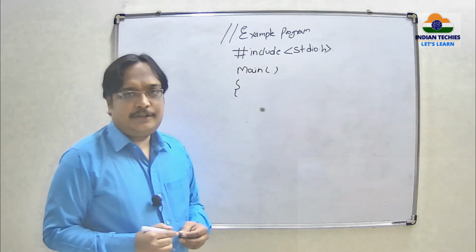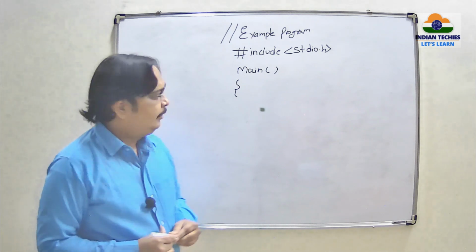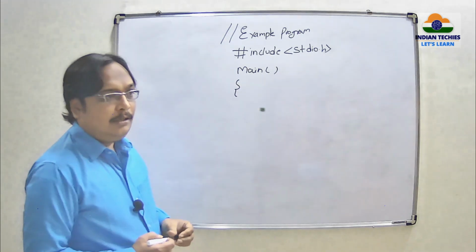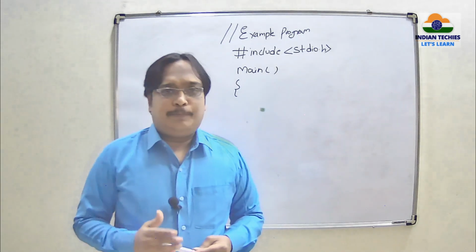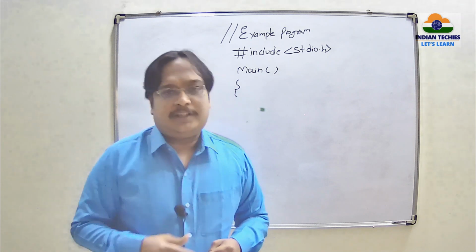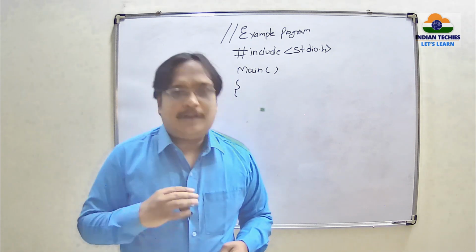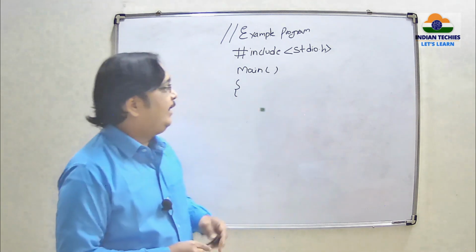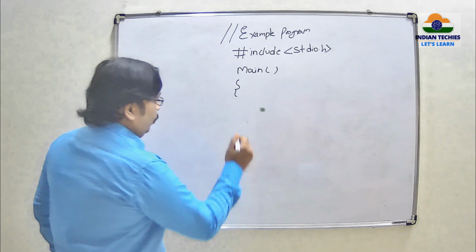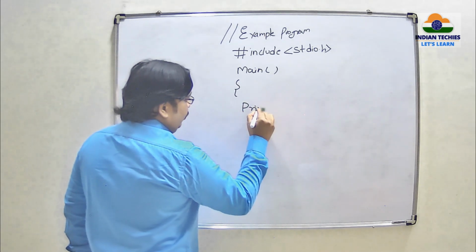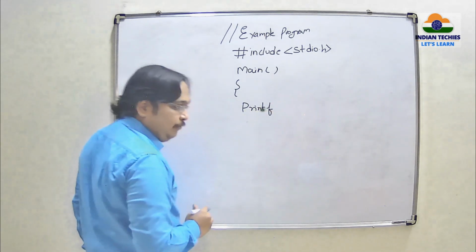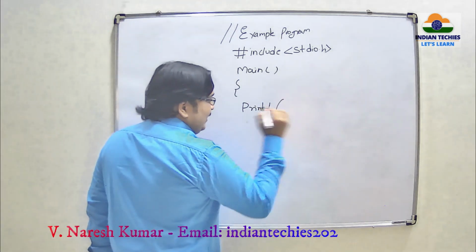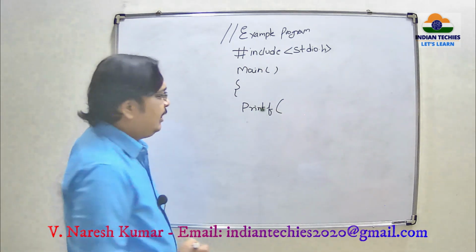Now the actual execution of the program always starts from main. This is an open brace, the main block has been started. Here we want to print some normal text on the screen. To print something on the screen, we have a function called printf, which is predefined in stdio.h. You have to write it all in small letters only, printf. There is no space between print and f. It is a single word. Open the parenthesis, that is, round brackets.